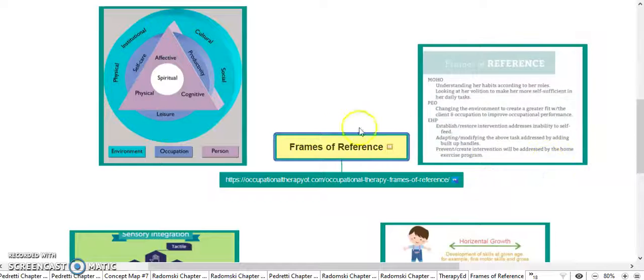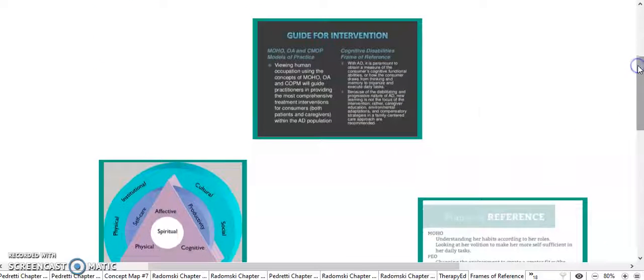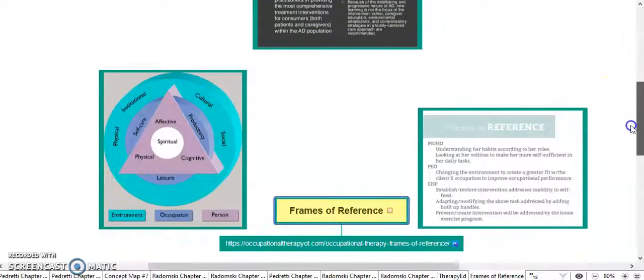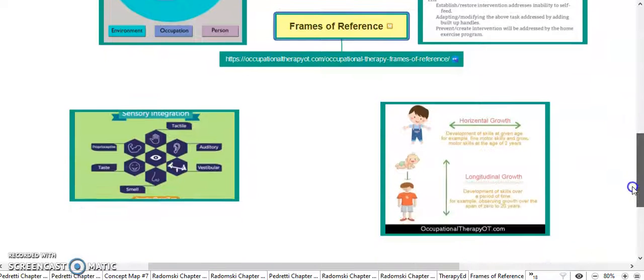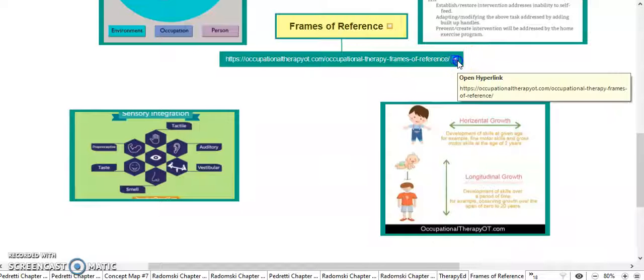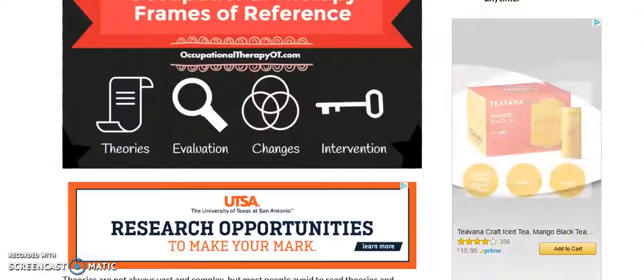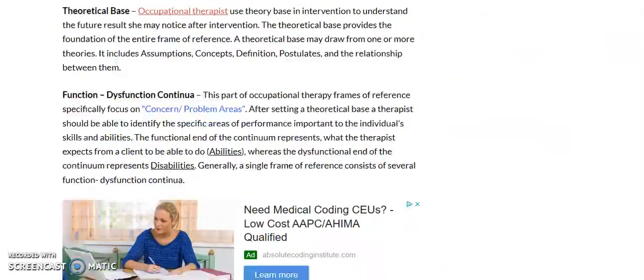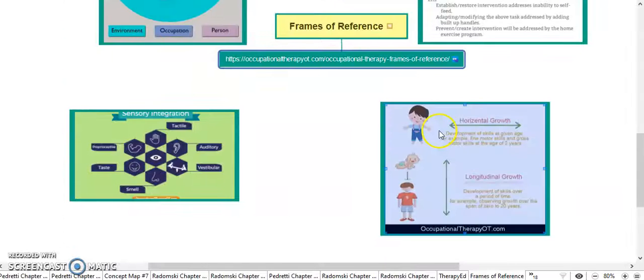Frames of reference. So this is just a few of the frames of reference that we've gone over in our classes. So the MOHO, the OA, the cognitive disabilities. I have a visual of the PEO, the EHP, and then sensory integration and developmental frames of reference. And of course, there's a lot more frames of reference, which is why I included a link over here. And I found this website to be super helpful to look up the different frames of reference and exactly how it guides an intervention. So this is just a great tool to use.